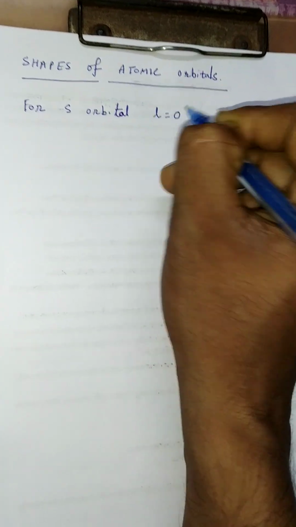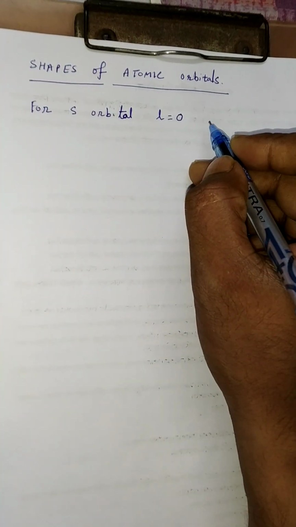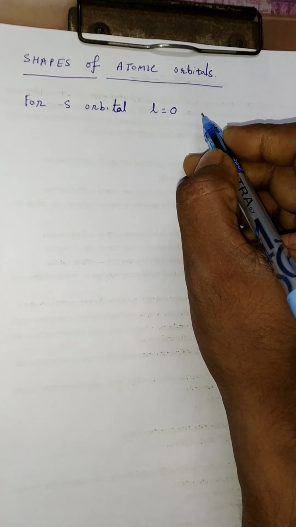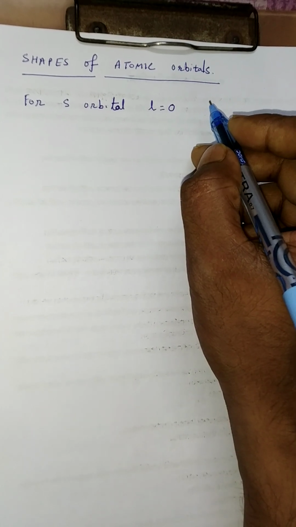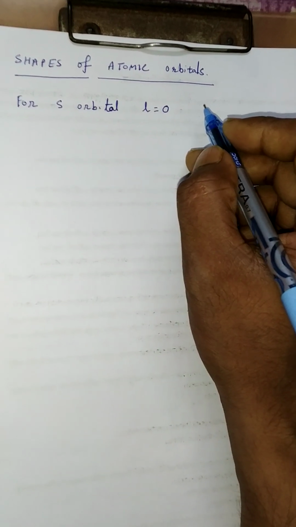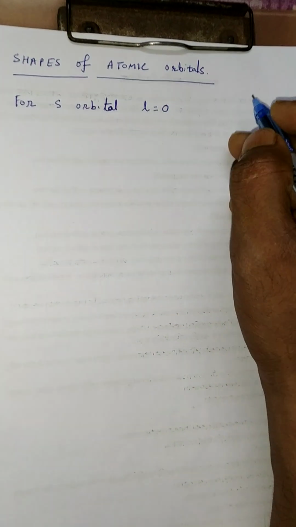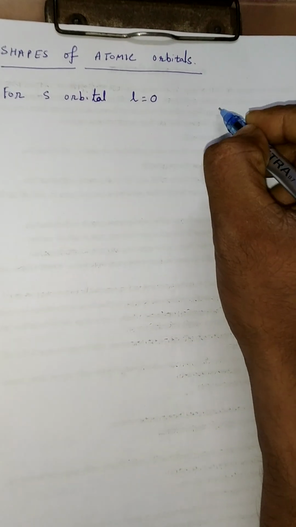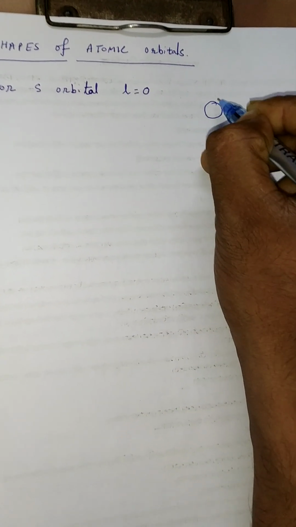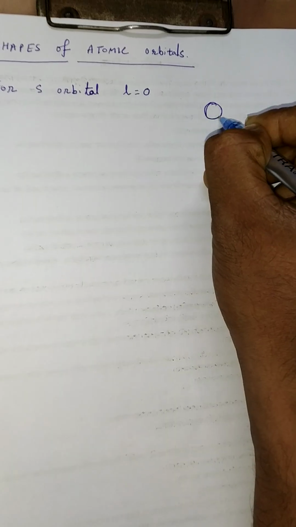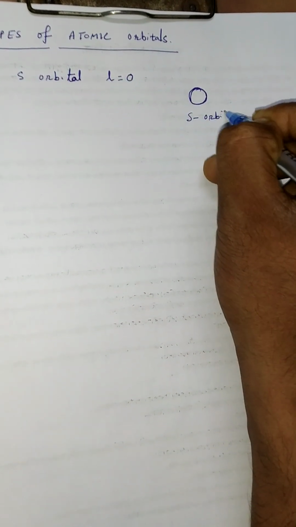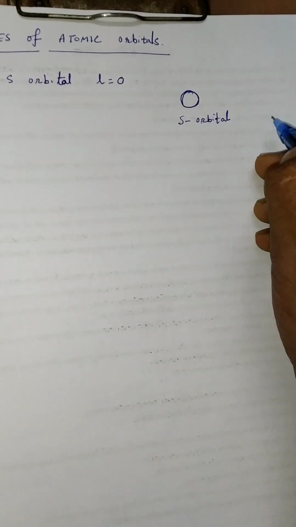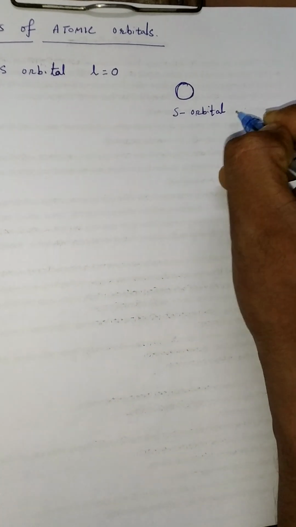L value is 0, and the probability depends on the distance from the center of the sphere and not on the direction. And the shape of the S orbital is spherical shape. S orbital is spherical in shape.